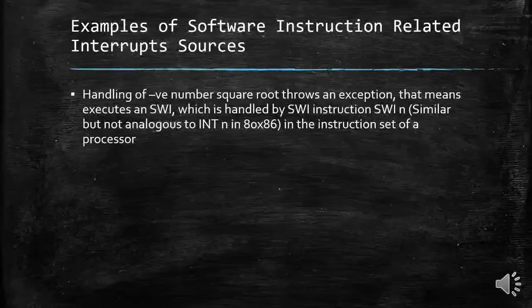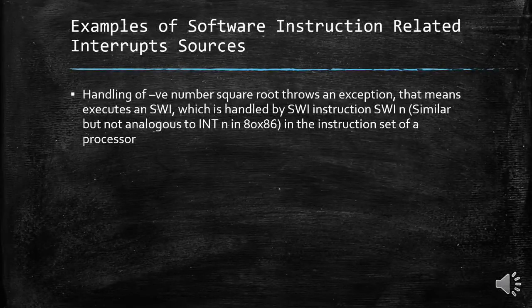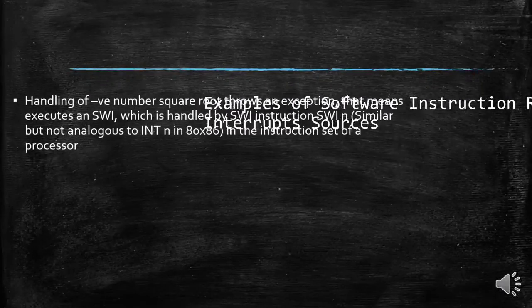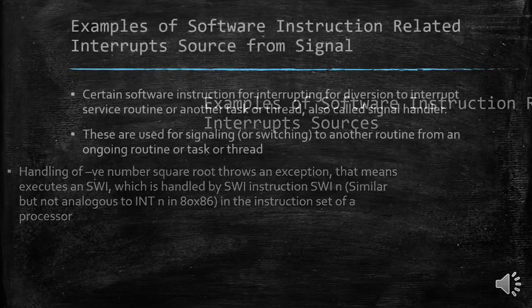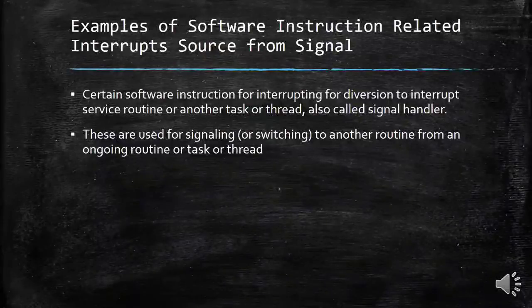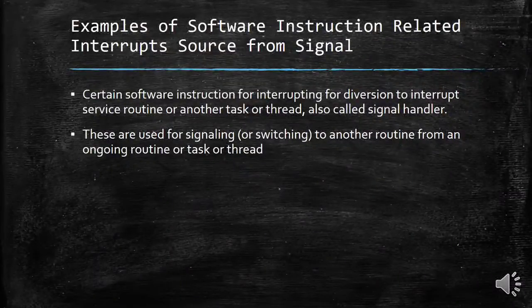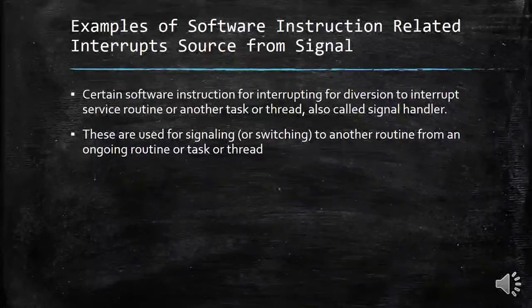Here certain software instructions are used for interrupting, for diversion to an interrupt service routine or another task or thread, also called a signal handler. These are used for switching to another routine from an ongoing routine, task or thread. The instruction is the software interrupt. Software instructions are also used for trapping some runtime error conditions and executing exception handlers on catching the exceptions.